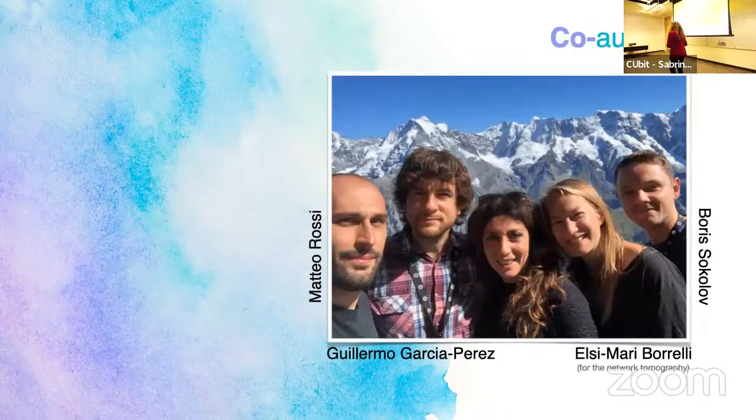But I have to begin by acknowledging the people who actually did the research, and this is the team of co-authors of the paper with the results that I'm presenting, and in particular Matteo, Via, Elsie, and Boris. Elsie only for part of the work. And here we are in the Swiss Alps, where we were for the IBM Qubit hackathon in this case. And I will tell a little bit the story of how this is connected with some of the results that we obtained later on.